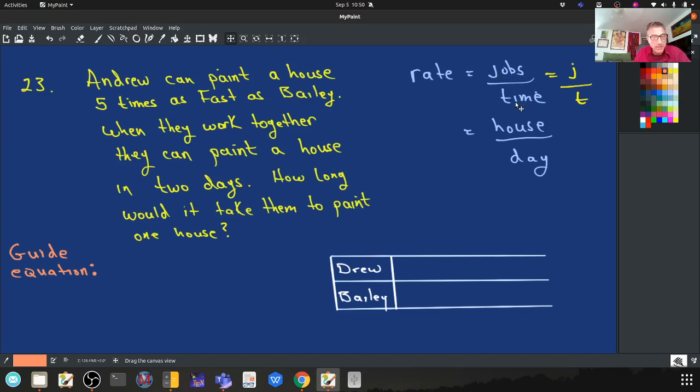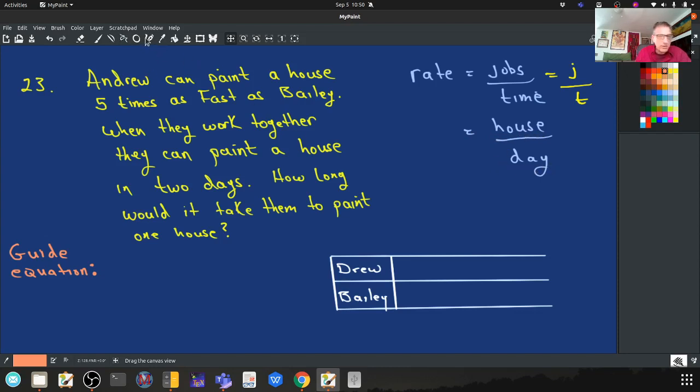You know already about rates. Miles per hour. Miles over, that's distance over time. The top part, distance, is different from time. Here we more or less have the rate of painting is the number of jobs, meaning the number of houses they can paint, in time, which I've just said is J over T. But in particular, the jobs is the houses, the number of houses, and the time is in days.